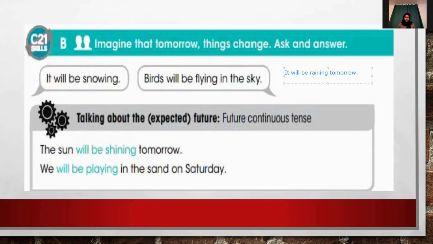Yes, I need another sentence. Yes, Aisha? She is? No, we don't use is here. We are talking about the future. You must use will be here. Then you must use a verb. Then you must use ing. So this is a rule. You add a subject, then will be, then the verb, then ing.